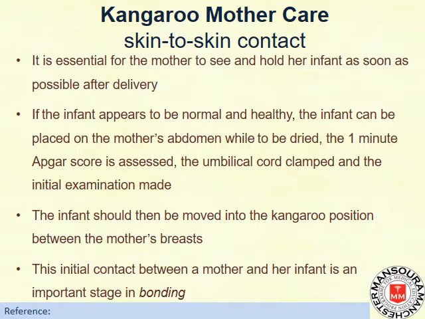Kangaroo mother care or skin-to-skin contact is essential for the mother to see and hold her infant as soon as possible after delivery. If the baby appears to be normal and healthy, the infant can be placed on the mother's abdomen while being dried. The 1-minute Apgar score is assessed, the umbilical cord clamped, and the initial examination made. The infant should then be moved into the kangaroo position between the mother's breasts. This initial contact between the mother and her infant is an important stage in bonding.